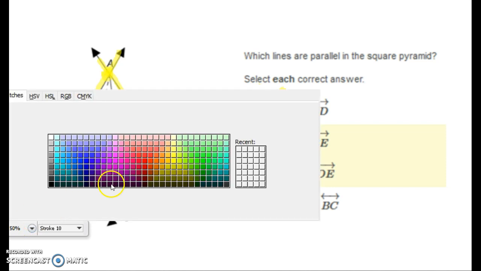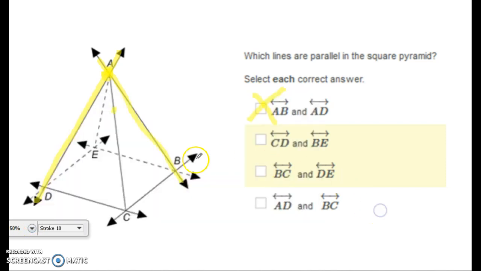All right. Then I'm going to change colors, and I'm going to try from C to D, this line, and BE, that line. Okay, so notice here there's no parallel marking, but we know those are parallel because of a key word up here. It says it's a square pyramid. And we know the opposite sides of a square have to be parallel. So we actually do have enough information to say that those two lines are parallel.